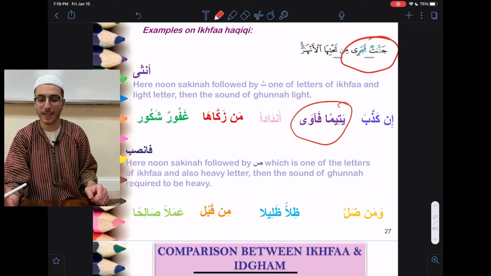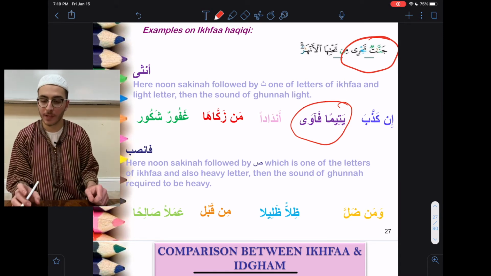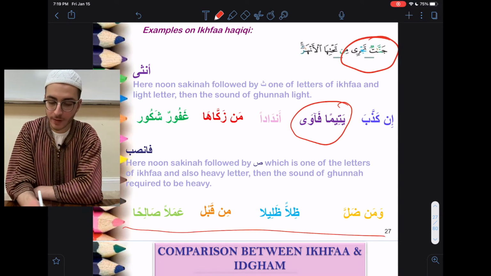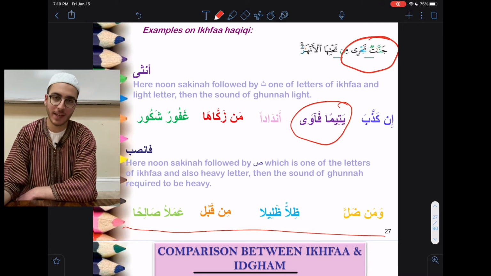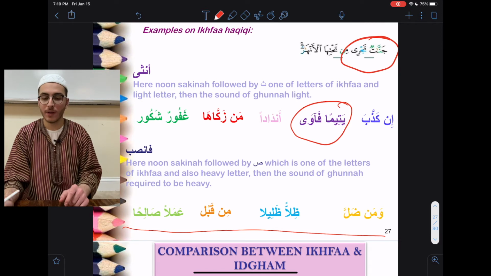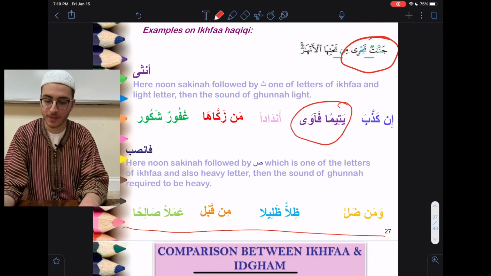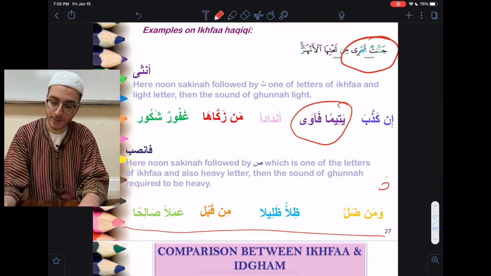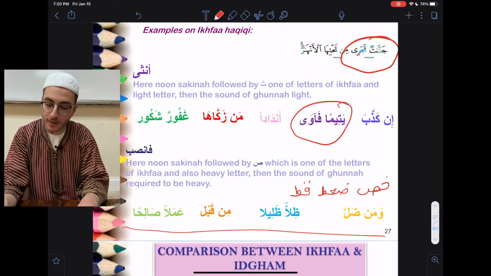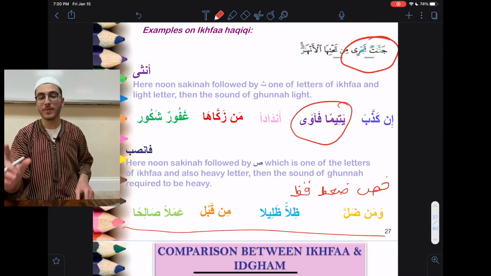Those are light examples. I'm not going to go through all of them because of time, but these bottom examples are examples of heavy ikhfa. So there's a difference between light ikhfa and heavy ikhfa. So let me tell you the heavy letters real quick. We have khussa, this is the acronym. Khussa, ضغط, قذ. Okay? This is Allah. So those are the 7 heavy letters.